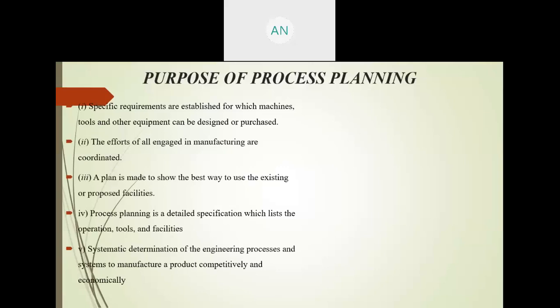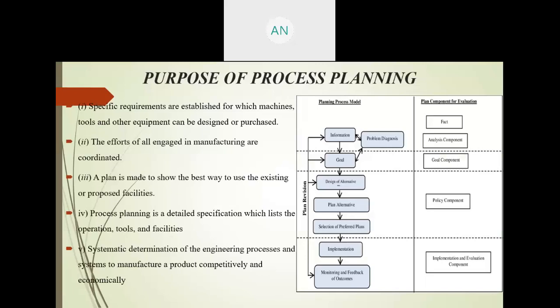I have an example of a process planning model. In this model, you have information and a goal. Due to the goal, the design is made. For the design, you make a plan. Among the ten plans made, you pick an optimal plan. Due to that optimal plan, you have an implementation. These are the things that happen in a process planning chart.